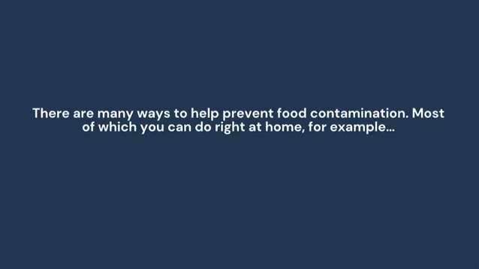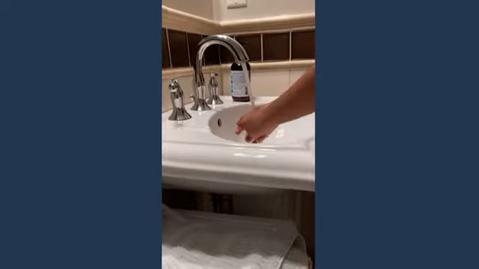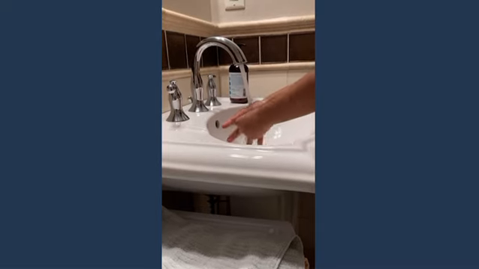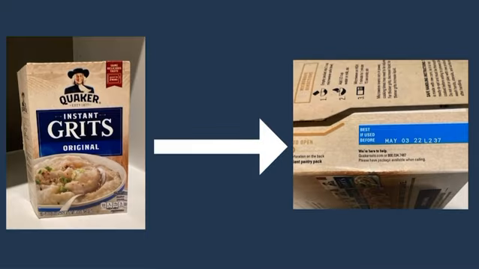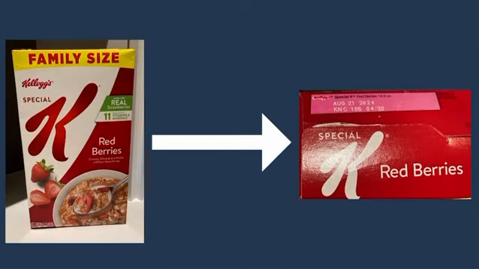There are many ways to prevent food contamination, most of which you can do right at home. For example, always wash hands before handling food and re-wash hands after handling raw foods. Always check the expiration date before you eat something, especially for refrigerated and frozen foods. If it's past the date, throw it out.